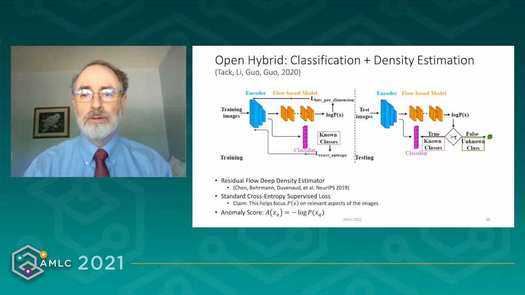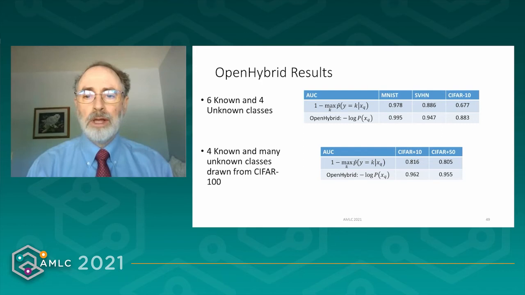And so they were using GLOW, another one of the flow-based methods, and they also got good performance. There are other techniques that have been applied in a similar way. But their results for open hybrid, they were only reporting for AUC, but they saw substantial improvements, and they were in the out of distribution, in the open category setup. They're doing quite well on these as well.